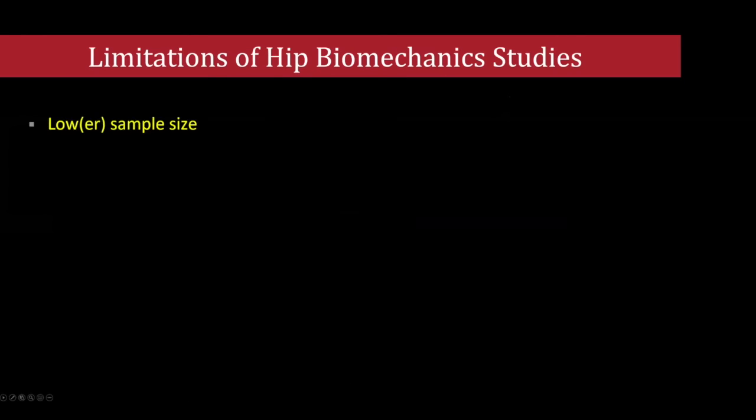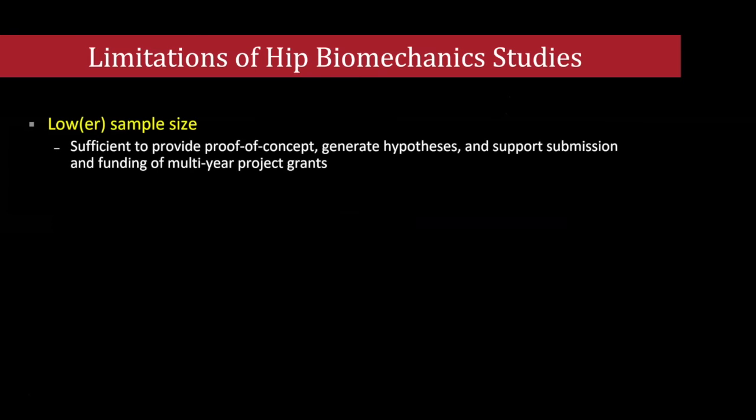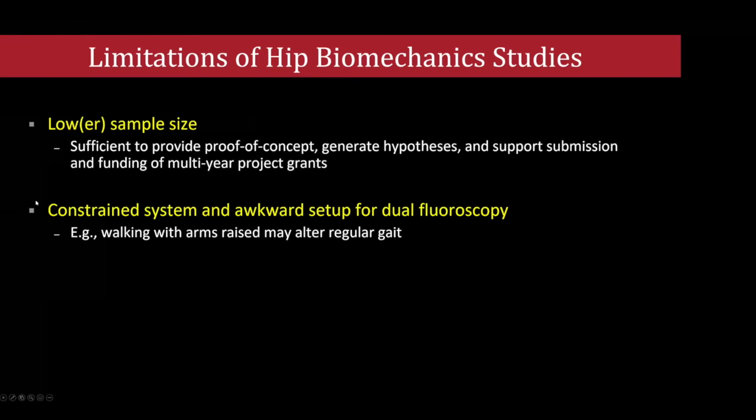There are some limitations of these studies, obviously a lower sample size, but I would say that these sample sizes have been sufficient in that no other group in the world has been able to do dual fluoroscopy on native hip joints in the way that we have. So these were great studies in terms of proof of concept, generating the hypotheses that we need, as well as supporting submission and funding of multi-year project grants.